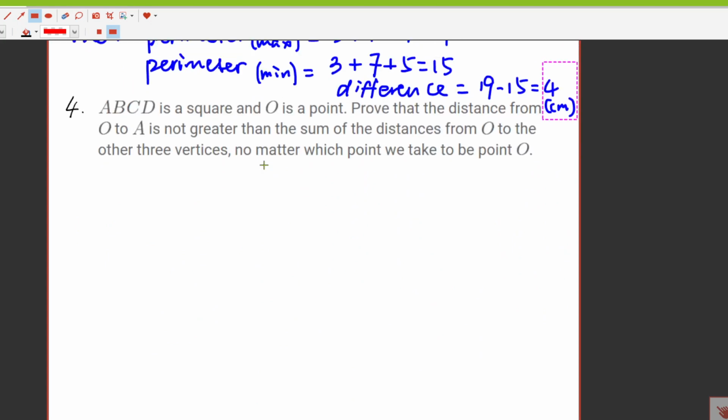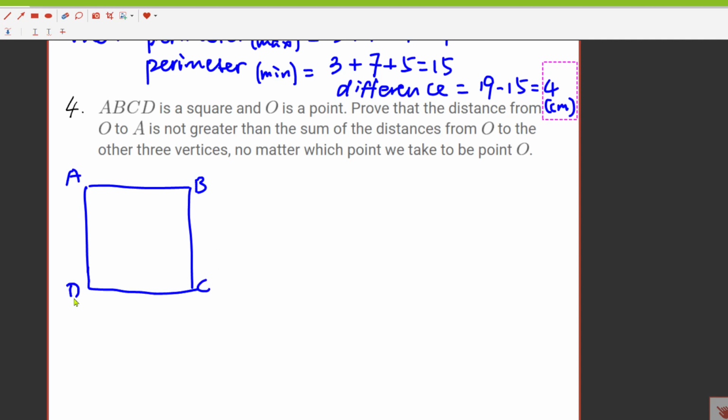So, ABCD is a square and O is a point. Prove that distance from O to A is no greater than the sum of the distances from O to the other 3 vertices, no matter which point we take to be point O. So suppose we have a square ABCD here. And if you choose O here, apparently AO is 0, and OB plus OC plus OD is not 0. In that case, this is always true, right? So we don't consider this case here.